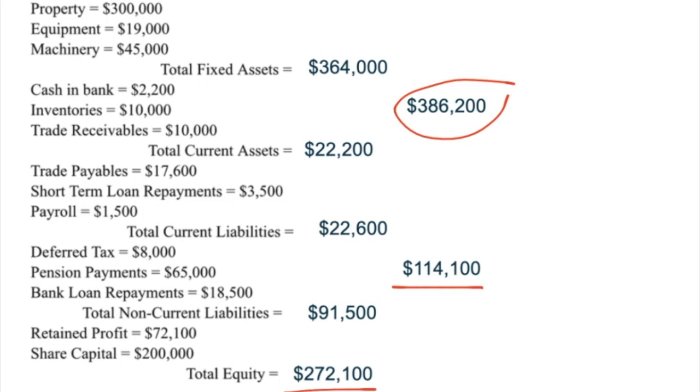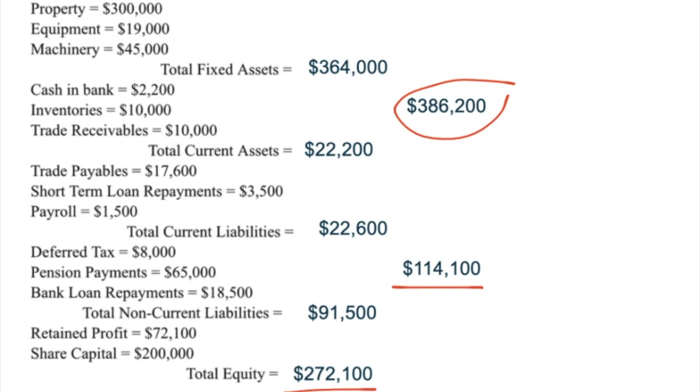Now what I want you to do is we're going to look at some formulas now, and we're going to look at the current ratio to begin with. Now the current ratio measures liquidity, and what that means is their ability to pay off their financial obligations in the short term. Now you can already see that their current assets are $22,200, whilst their total current liabilities are $22,600. So therefore at the moment their liquidity is not very good, because they haven't got enough current assets to pay off their current liabilities.